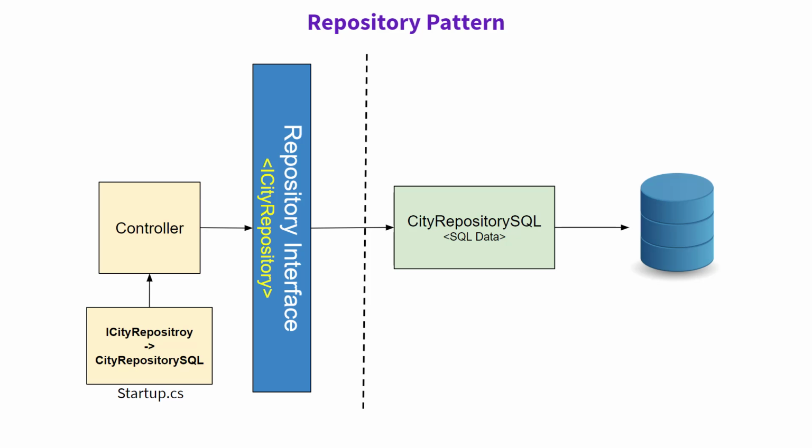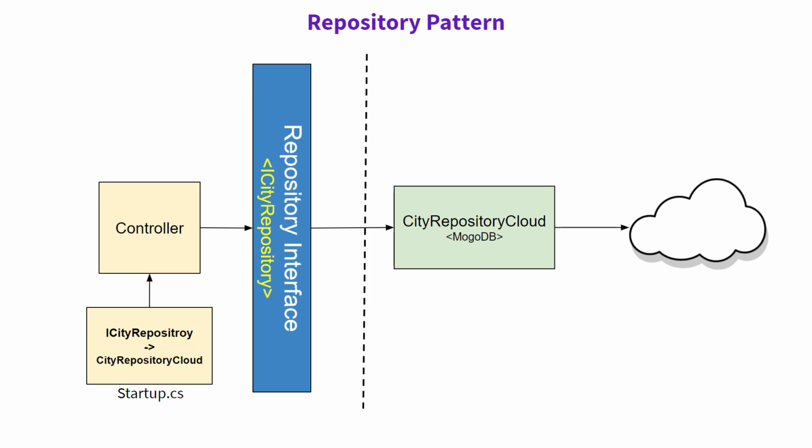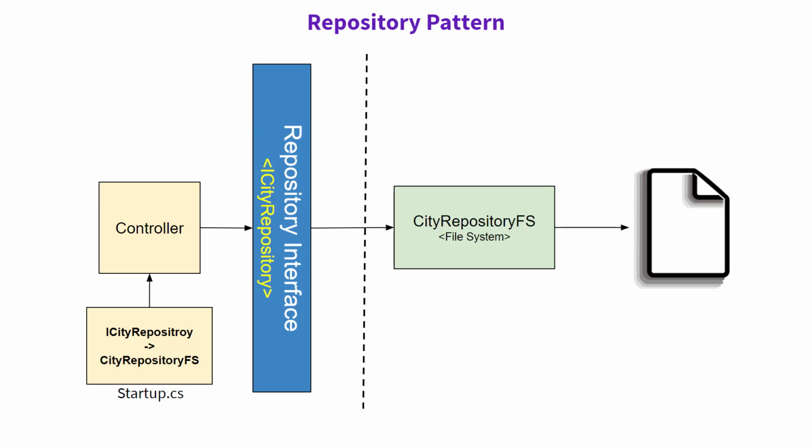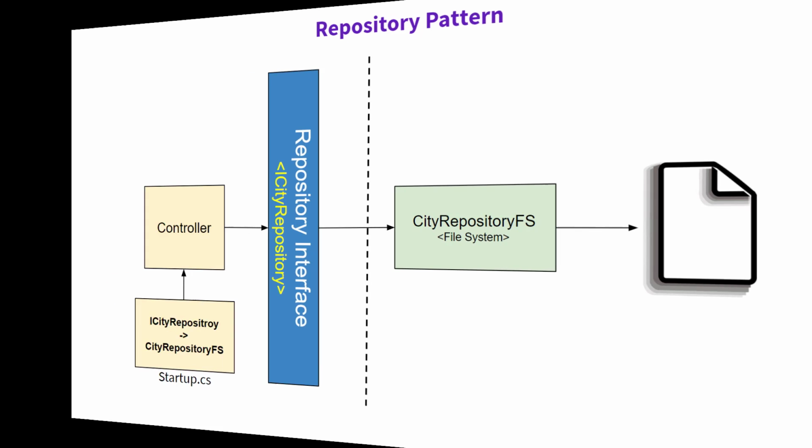So our controller is bound to only the interface, and at runtime it is decided which concrete repository will be used in our application on the basis of the startup.cs configuration. So anything beyond this dotted line can be swapped easily without changing anything in our controller. So, a lot of theory. Let's see how we can implement the same in our application next.